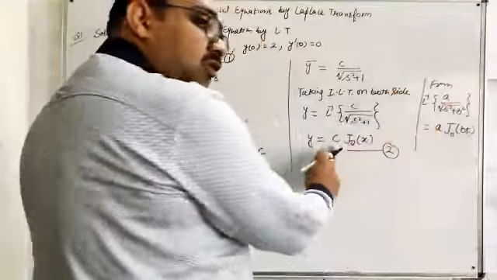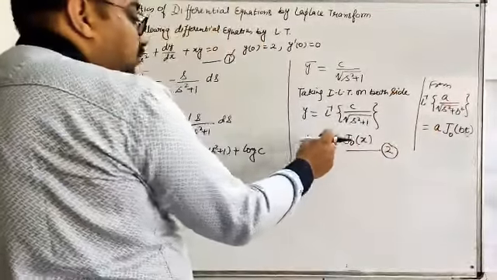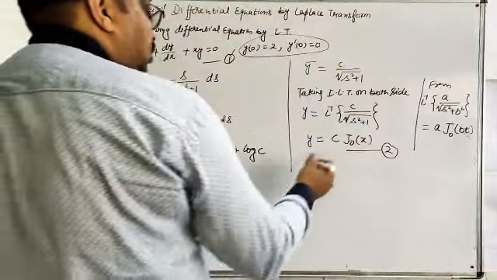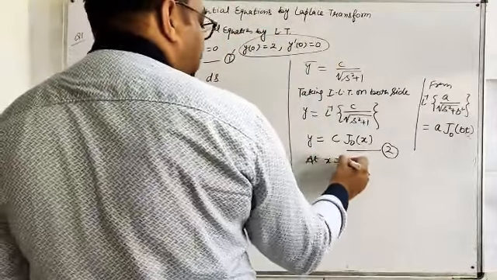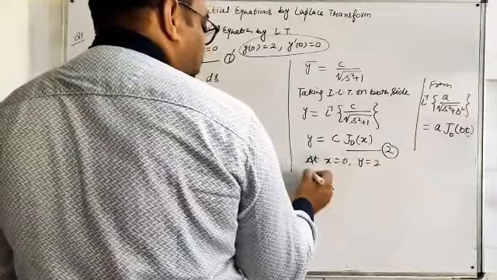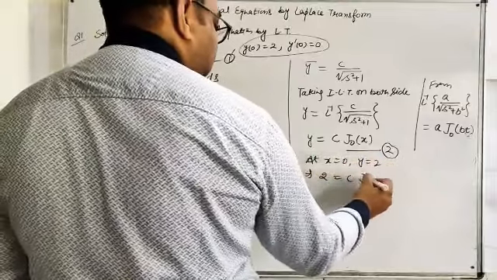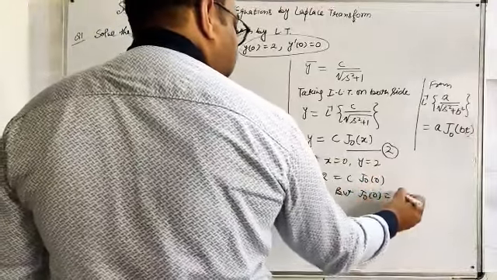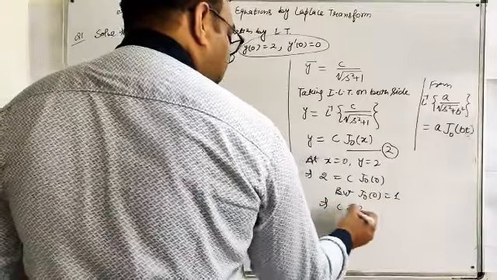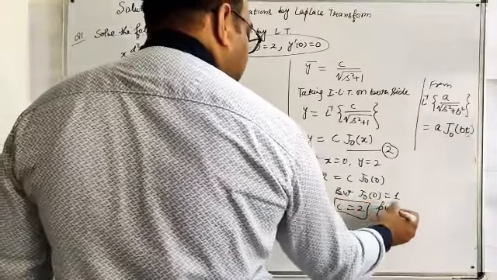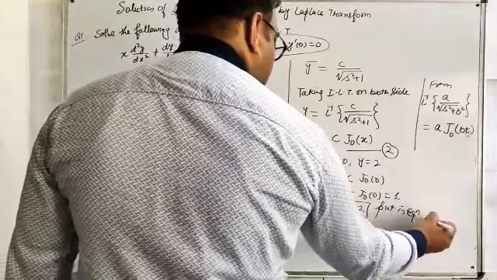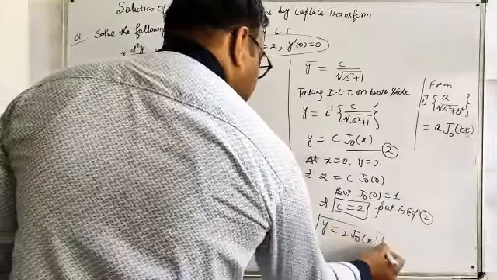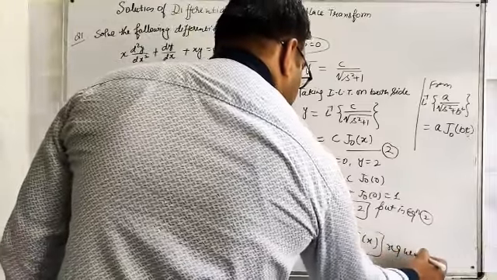Now we have to find the value of this c. To find this c, we can use the boundary conditions again. At x equals 0, y is equal to 2. So 2 is equal to c J naught 0. But J naught 0 is equal to 1, so we can write c equals 2. Put in equation number 2. What do we get? y is equal to 2 J naught x. This is the required solution.